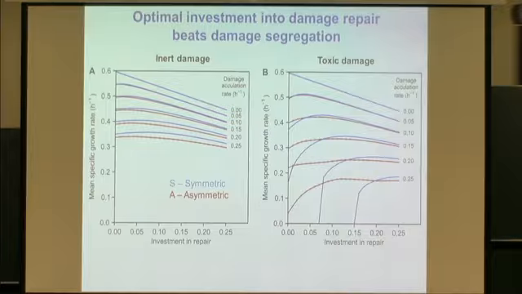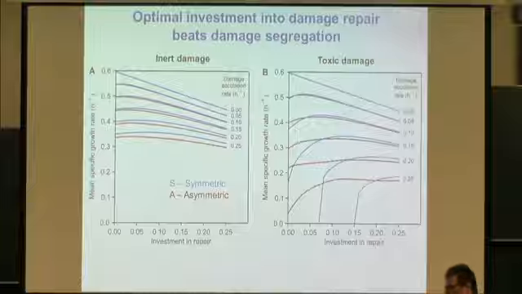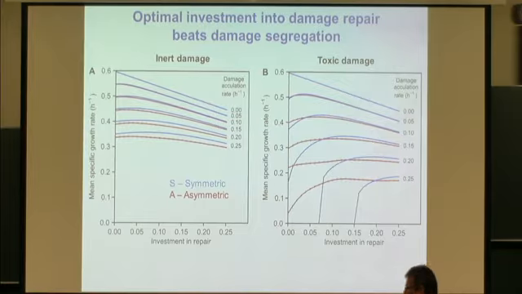So repair is better than segregation of damage. And this is true for a very wide range of parameters. Only if the damage is toxic, accumulates at a very high rate, and the efficiency of repair is low, do you get an advantage in damage segregation, but on top of repair, not instead of.